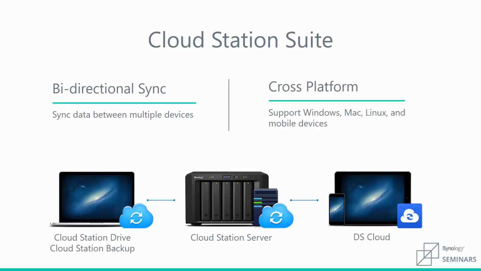Now that you have easy remote access with QuickConnect, you need to have the ability to sync your data between devices. That is where the CloudStation suite comes into play. Once you install CloudStation Server on your NAS, CloudStation Drive on your computer, and DS Cloud on your mobile device, you can enable a bi-directional sync between all of your devices. This software is cross-platform and supports Windows, Mac, Linux, as well as mobile devices. I'm going to dive into a demo here and show you how this software works.